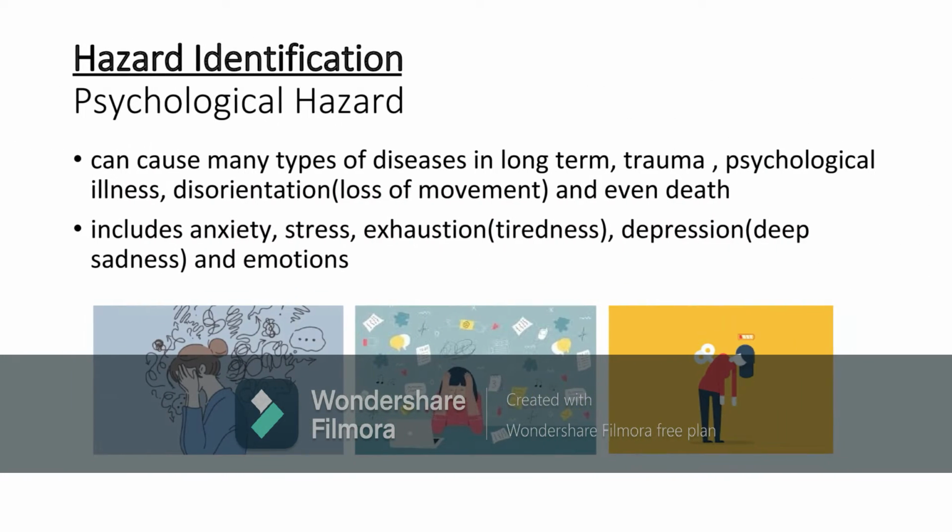The fourth type is a physiological hazard. They can cause many types of disease in the long term and also include trauma, physiological illness, disorientation, and even death.